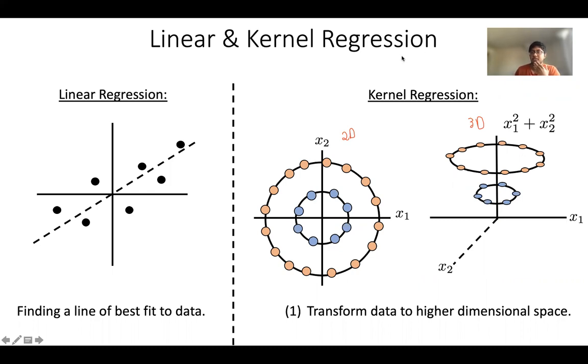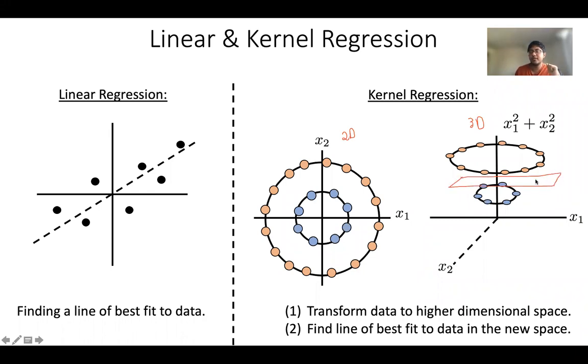So the idea is I've actually transformed my data to a higher dimensional space. And now the best part is that I can actually do this line of best fit. I can draw a plane in this space, where everything above the plane is orange points, everything below the plane is blue points. And so this is the key idea for kernel regression. It's basically to transform your data into a space where you can do a line of best fit and you can build effective models.